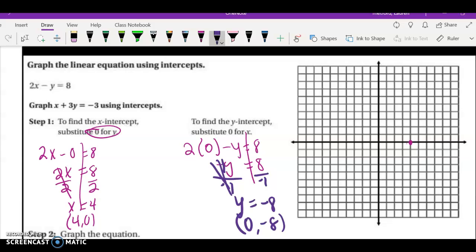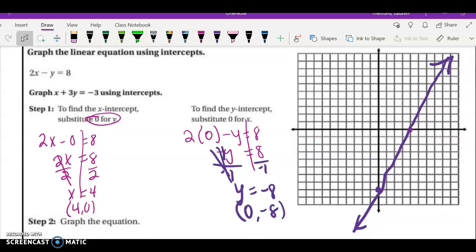So I'm going to go at the origin, 1, 2, 3, 4, 5, 6, 7, 8. And then I connect, maybe. Well, that's as straight as it's going to get. And there is my graph for my standard form of that equation.